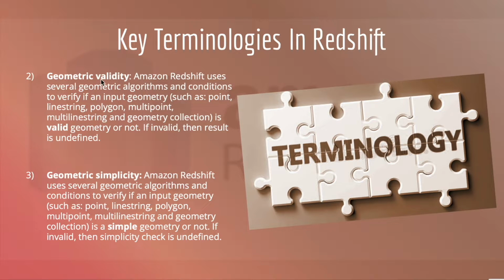We also have geometric validity, where geometric algorithms and conditions are applied to an input geometry to see if it is a valid geometry or not. The same thing applies to geometric simplicity. Several algorithms or conditions are applied to this input geometry, and then it is checked to see if it's simple or if it's a complex geometry.